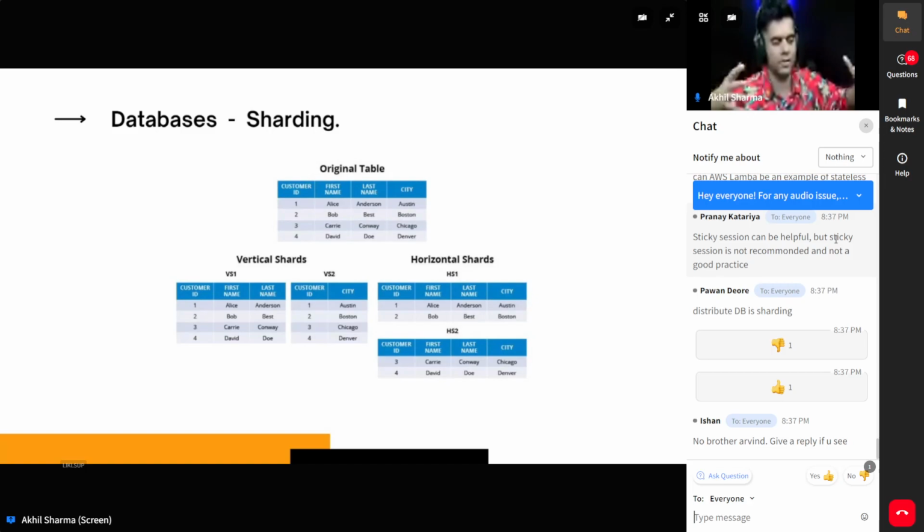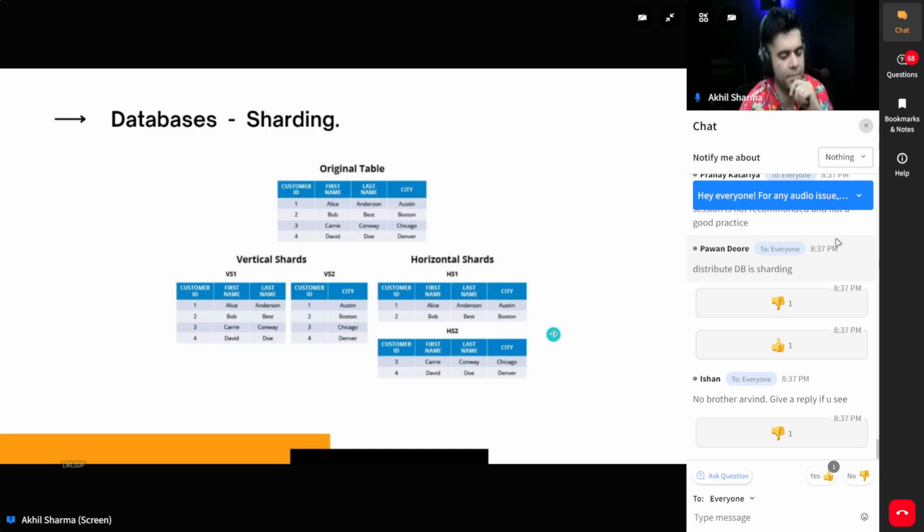With horizontal shards, let's say the first two rows you store in the first database, and the second two rows you store in the second database.